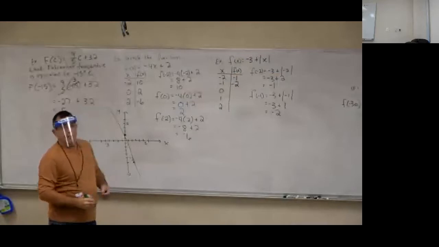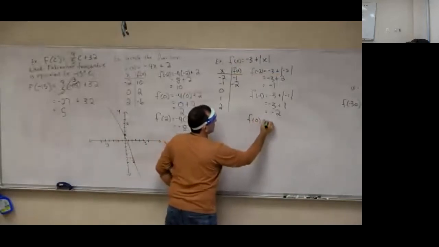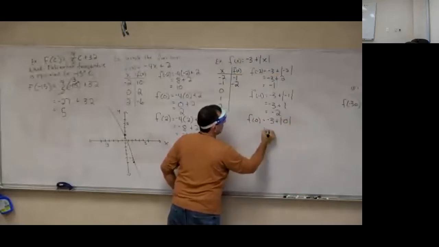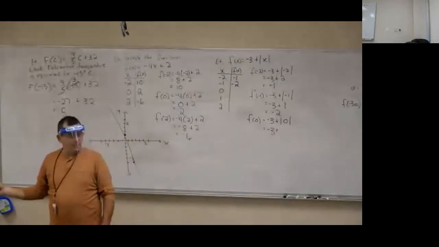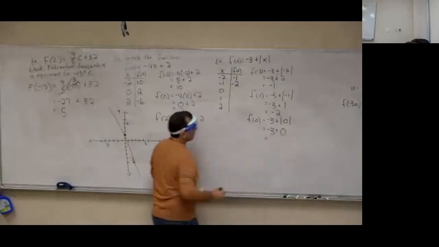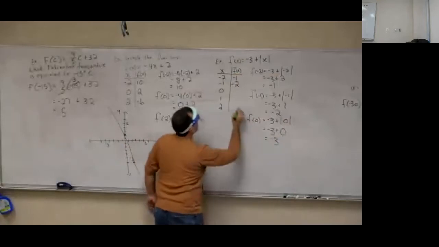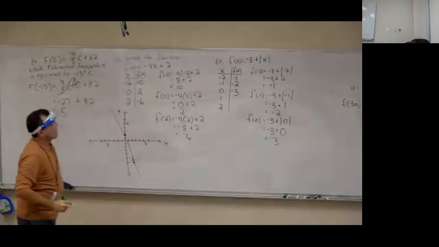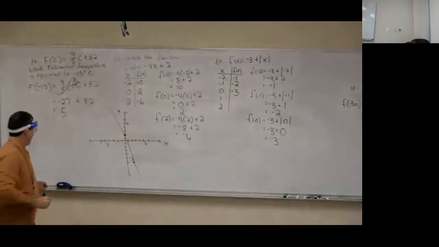All right, what was next? F of 0. So that'd be -3 plus absolute value of 0. So absolute value of 0 is 0. And then that -3 and 0 give me a -3. So now y'all want to start seeing a little of what we call symmetry to this.